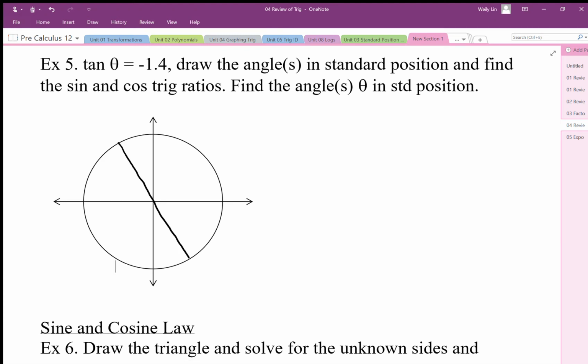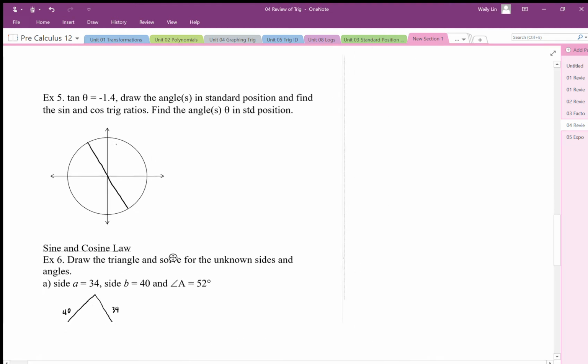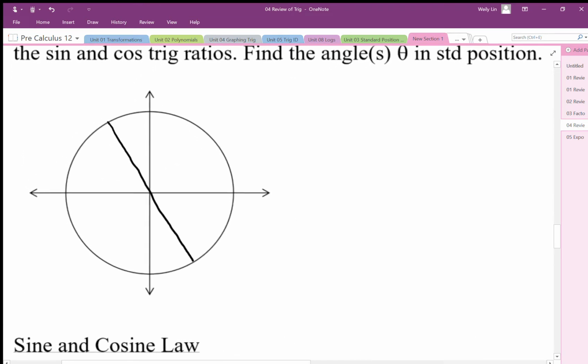Here we're given the tan ratio of negative 1.4. So tan really should be related to slope. So basically we have a line of slope negative 1.4. If I were to draw this in, that's what it looks like. And there's basically two spots on the circle that we can intersect. There's going to be two spots here and here if we have a negative slope of negative 1.4.